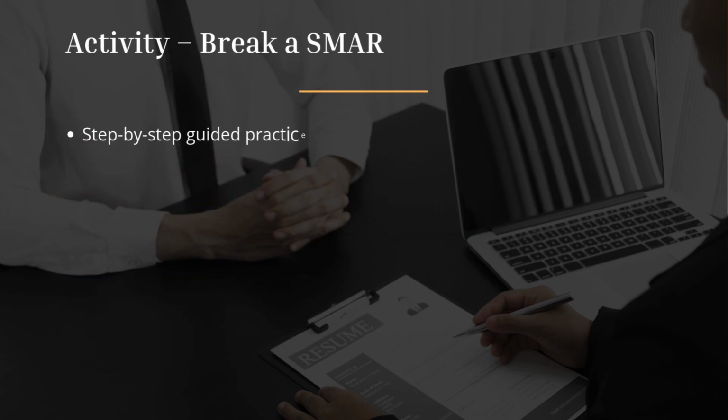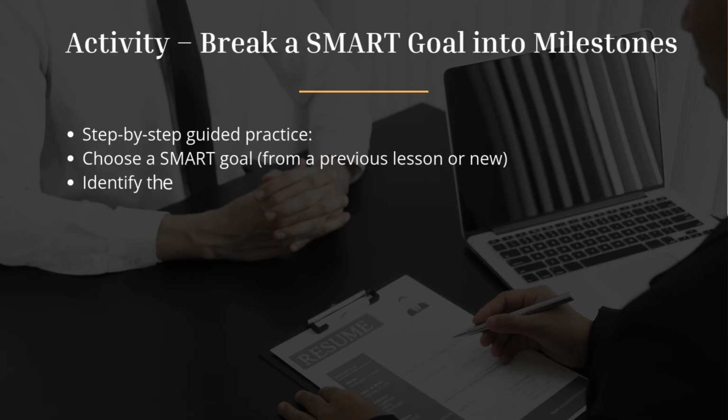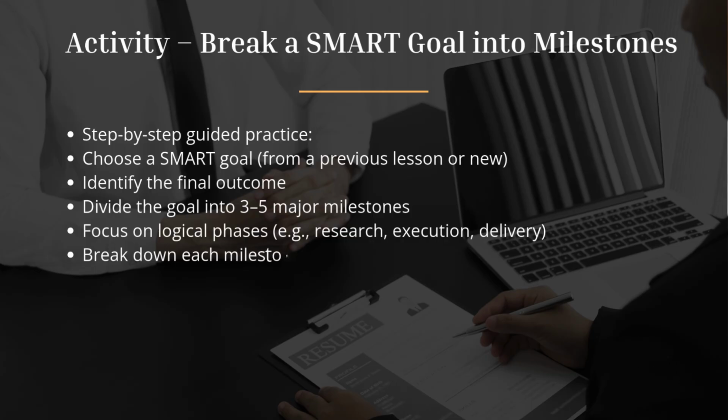Activity: break a SMART goal into milestones. Step-by-step guided practice. Choose a SMART goal, from a previous lesson or new. Identify the final outcome. Divide the goal into 3 to 5 major milestones. Focus on logical phases, e.g., research, execution, delivery.